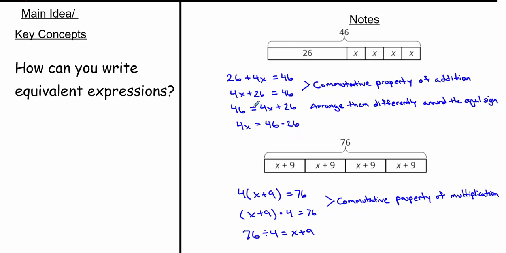We could also arrange where these numbers are on which side of the equal sign, right? We could say 46 is equal to 4x plus 26. So we could just take them and move them to the other sides of the equal sign. That doesn't matter. And we could also say that if we subtract the 26 from 46, that leaves us with the 4x's. So we could say the 4x's is equal to 46 minus 26.